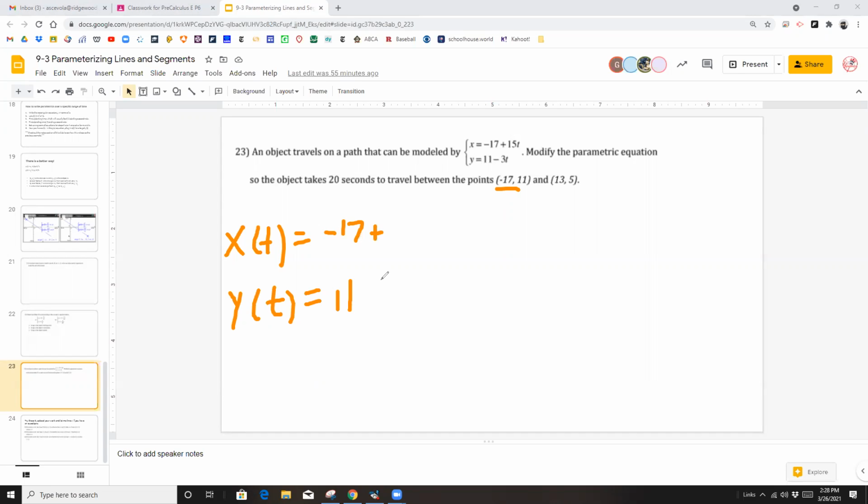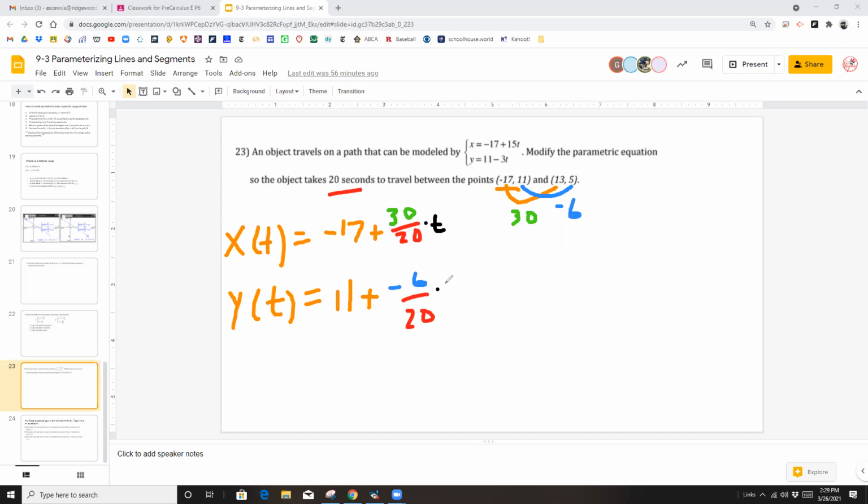Okay. Then plus the change in x. So this is really irrelevant. We don't really need to use it because we can tell the change in x by just looking at these 2 points, and the change in y by looking at the y coordinates of those 2 points. So the change in x is going to be 30 because 13 minus negative 17 is 30. So plus 30. And the change in y is going to be down 6, from 11 to negative 5. And then h is the length of time, so 20 seconds. And then just times t.